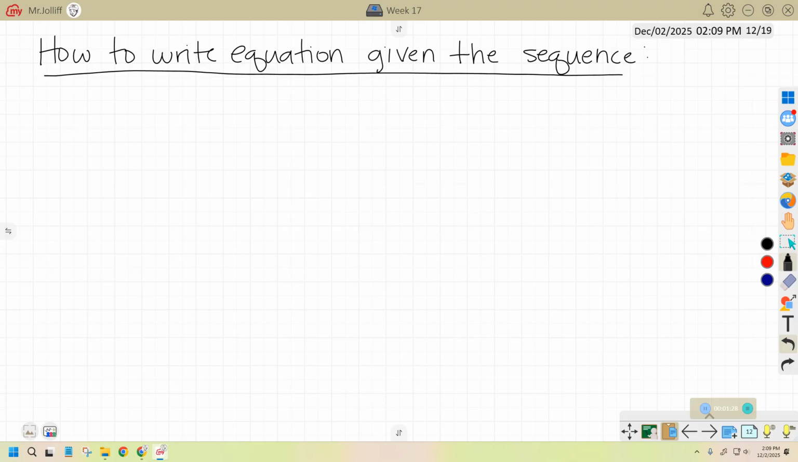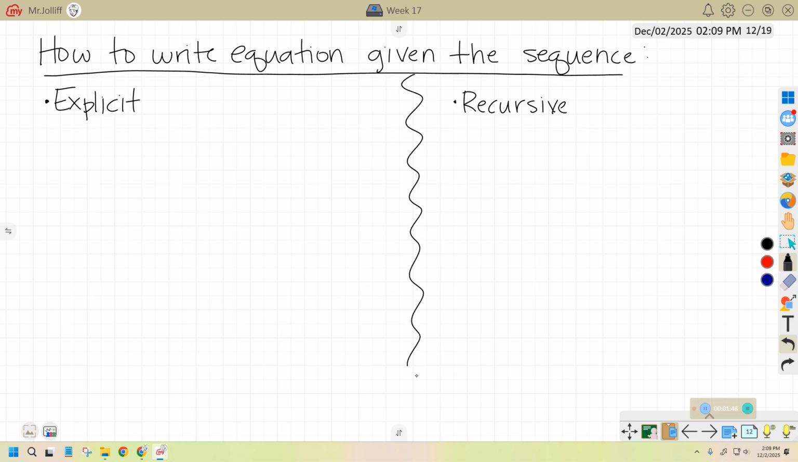So I need to look at both. We're going to look at both, and we will start with explicit. Those are more common. It is more common when you're given a sequence to ask for its explicit formula.